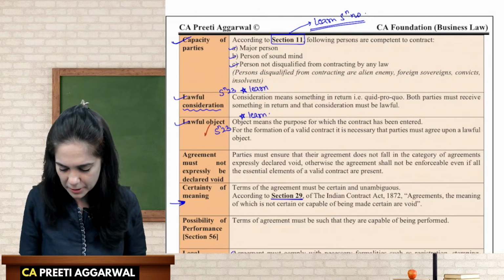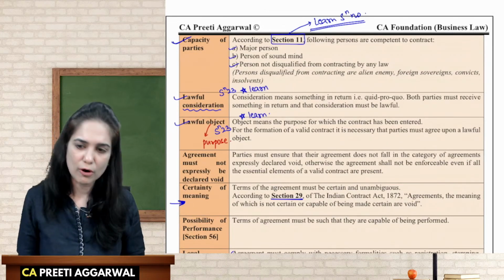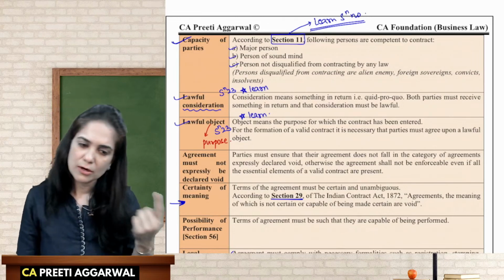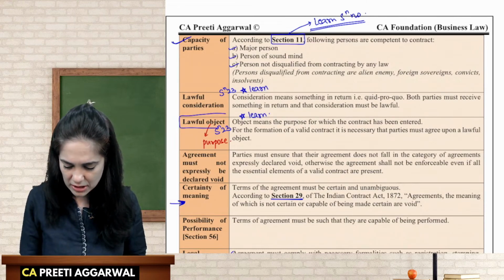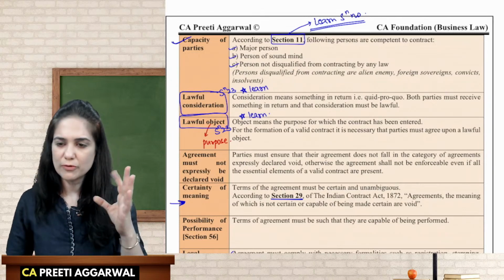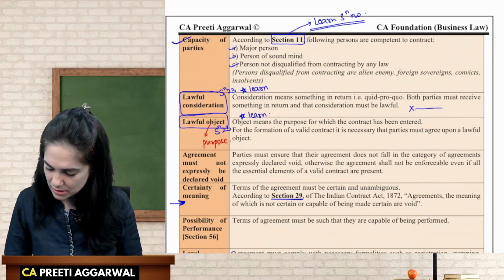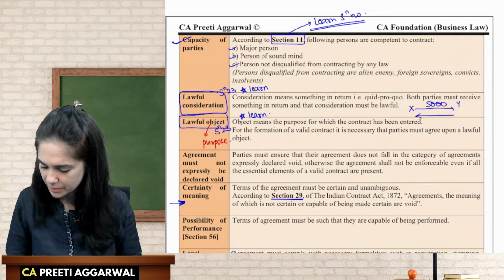Object means the purpose for which the contract is entered. That purpose must be lawful. Lawful purpose, lawful consideration, they both go hand in hand. If the agreement has an unlawful object, the consideration will also be unlawful. Okay. Now, just to give you one example, X promised to pay 5,000 rupees to Y and Y promised to bring drugs.